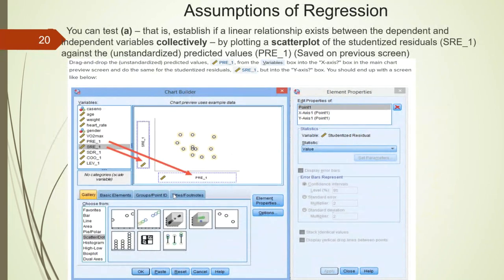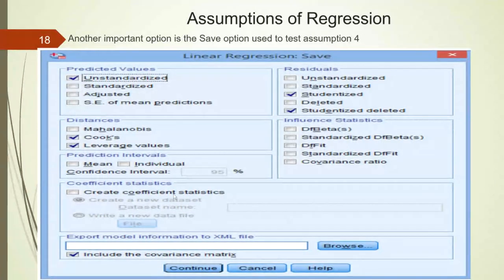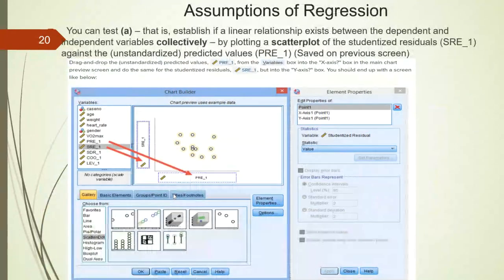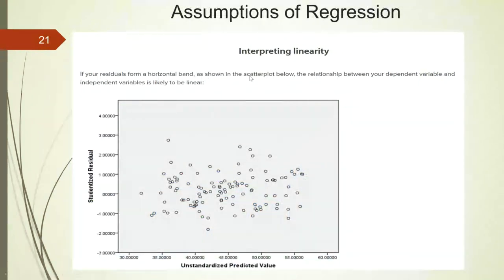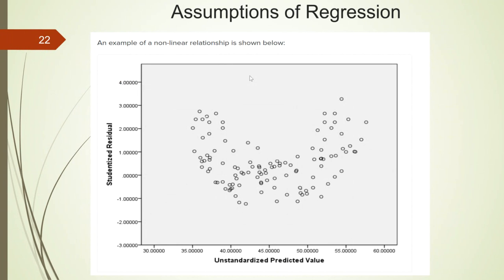Remember, I saved the studentized residuals and studentized deleted residuals. Let me go back a little bit. Those are fields created by SPSS, this right here, PRE_1 and SRE_1. You use those two to create a plot to test linearity. If the residuals form a horizontal band, then the relation with your dependent variable is likely to be linear. But if it shows something like this, you see it's not linear. So you use a visual check, not a pure statistic.